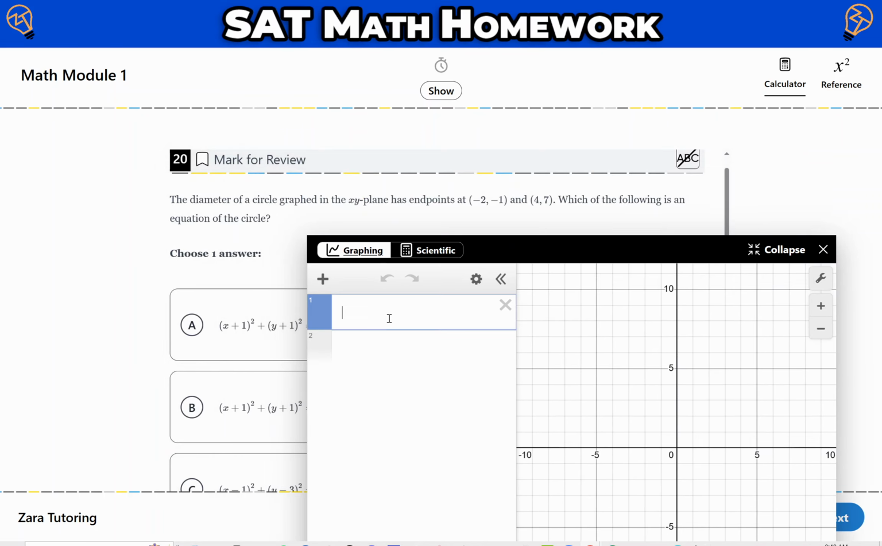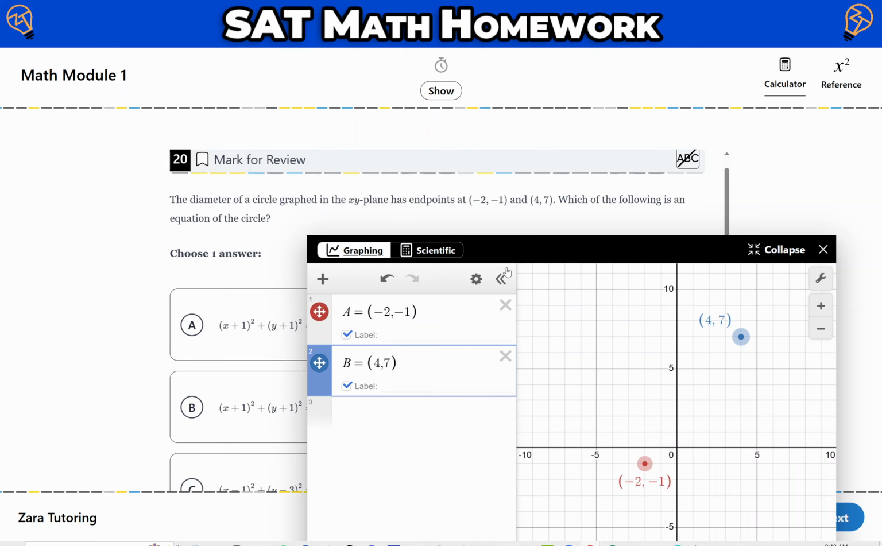And so we'll plot these points, and I like to label them. So in this case, A equals, or whatever variable you want. And I'll do enter, and I'll do B equals. And then we'll go ahead and label them as well by checking off that box. So try to visualize here. They're saying that the diameter, so let's connect these, of a circle.